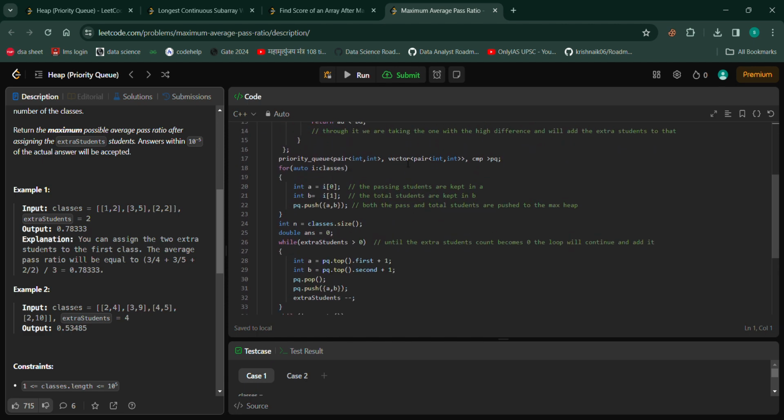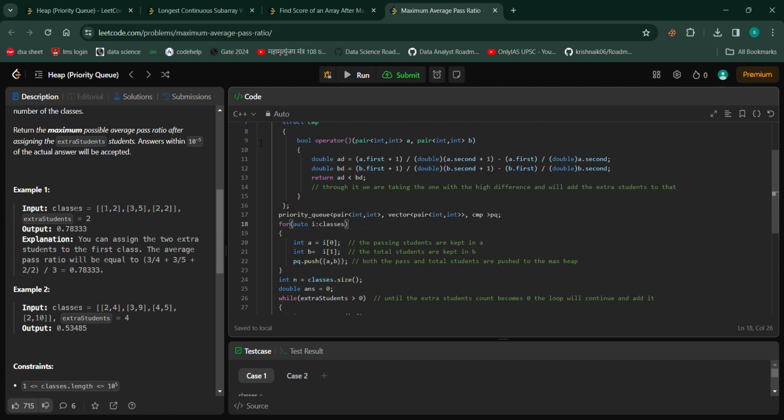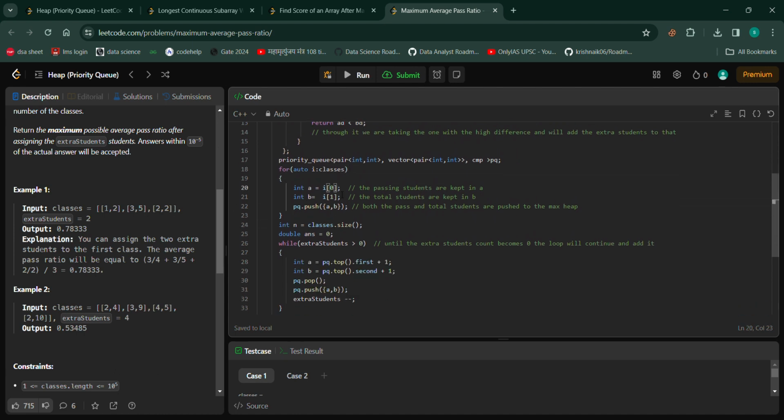So first, we are taking a min heap, because, as I've said, we have to take the element with the smallest fraction. So this is the pass students, for example 1, and this is the total students, which is equal to 2, and we are adding it into the queue.